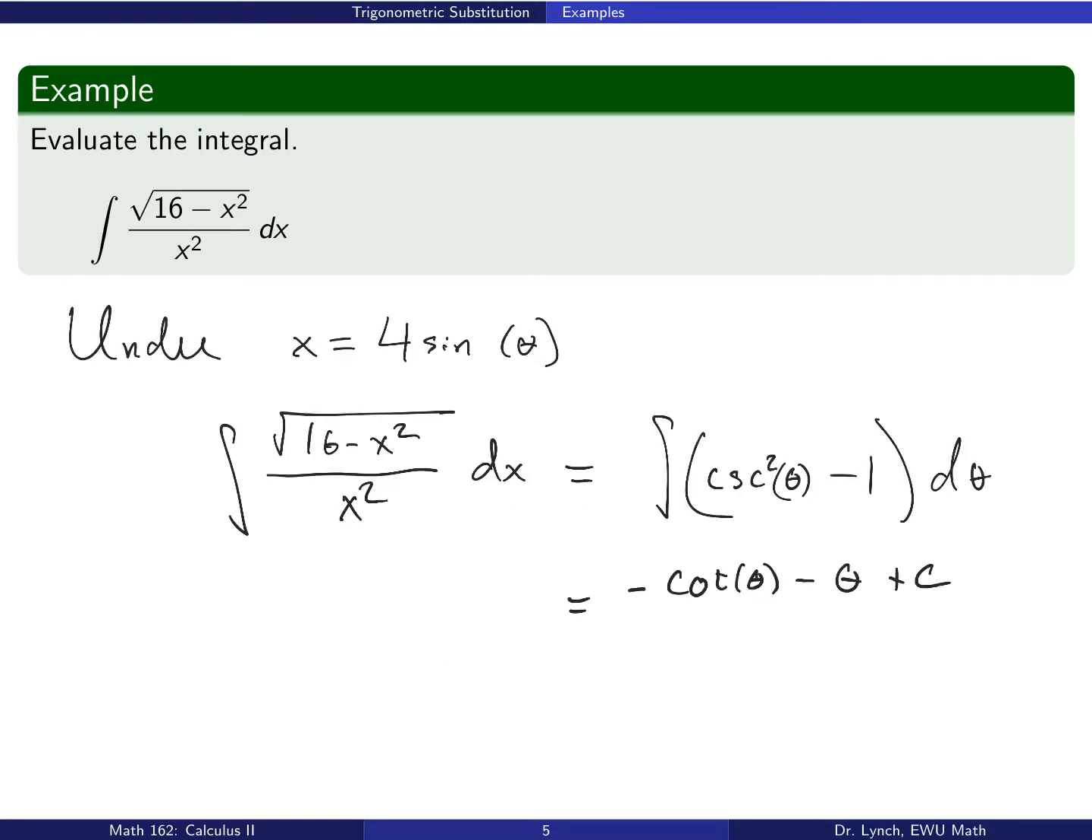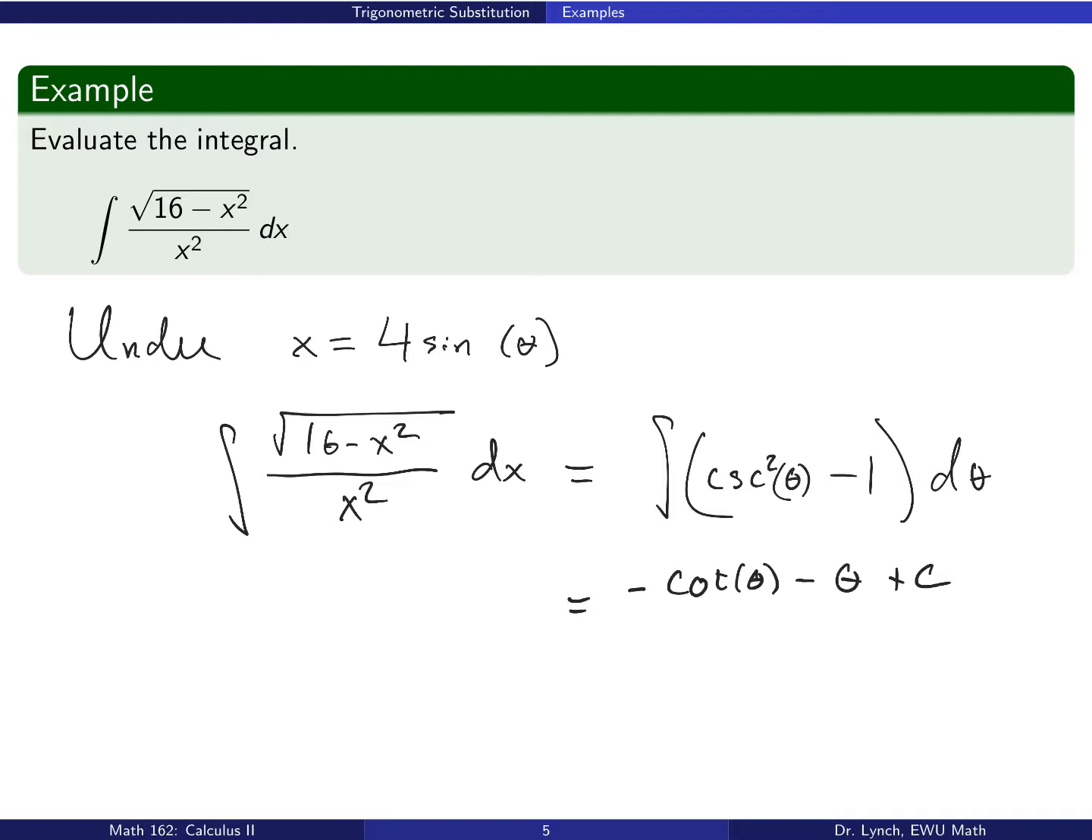Okay, so here's that indefinite integral. The integral of the square root of 16 minus x squared, divided by x squared, dx can be rewritten as the integral of cosecant squared theta minus 1, again under the substitution x equals 4 sine of theta. Of course, cosecant squared integrates as minus cotangent theta, and minus 1 just integrates as minus theta. But we're not done yet because we need to go back to x world.